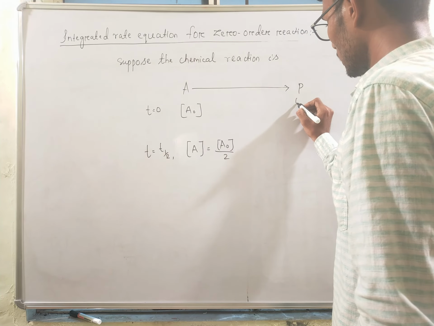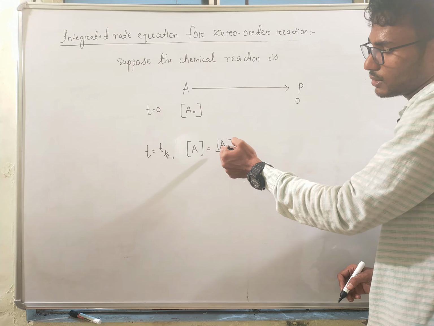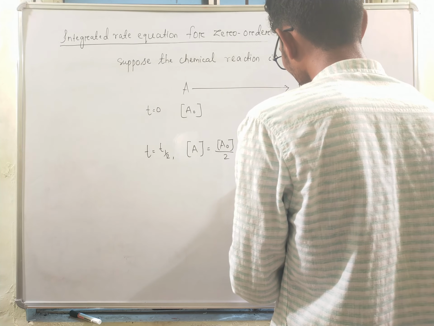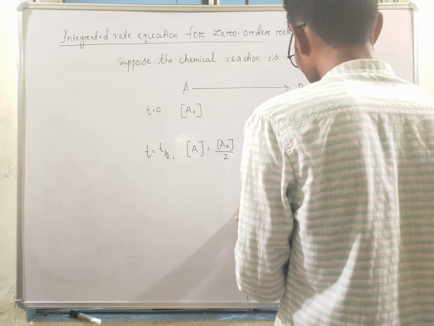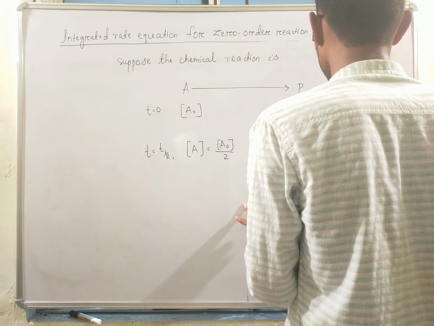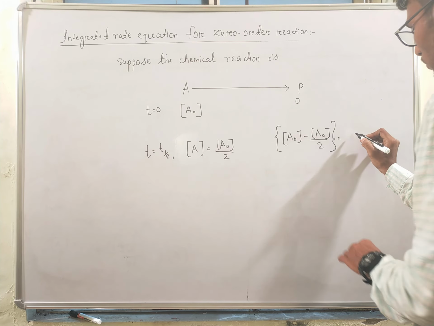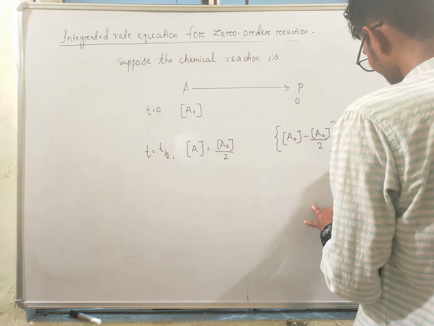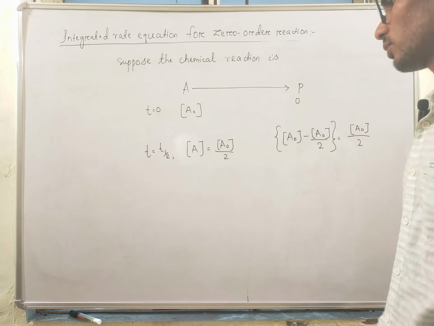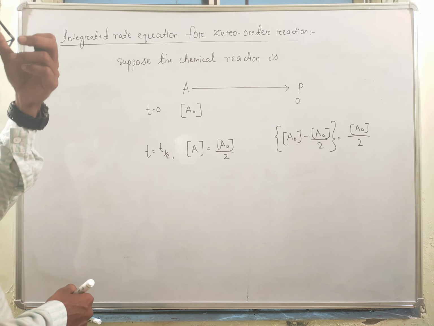Here at time 0 product is 0, at time T half A naught remaining is A naught by 2. So the product is A naught minus A naught by 2, that is equal to A naught by 2. Now we have to derive the half life period for zero order reactions.